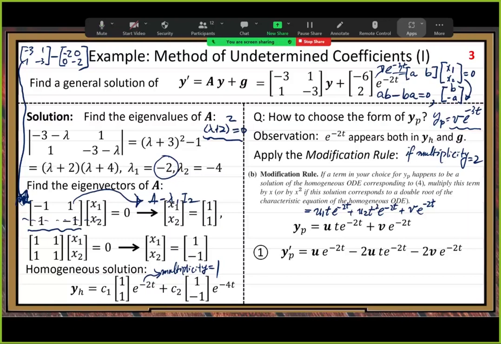Second way, we go back to the original equation to get yp. yp prime equals the A matrix times yp plus g. So A multiplies this vector plus the g vector. These two expressions should be the same. Same vector, you use two different ways to represent it, so they should be the same.